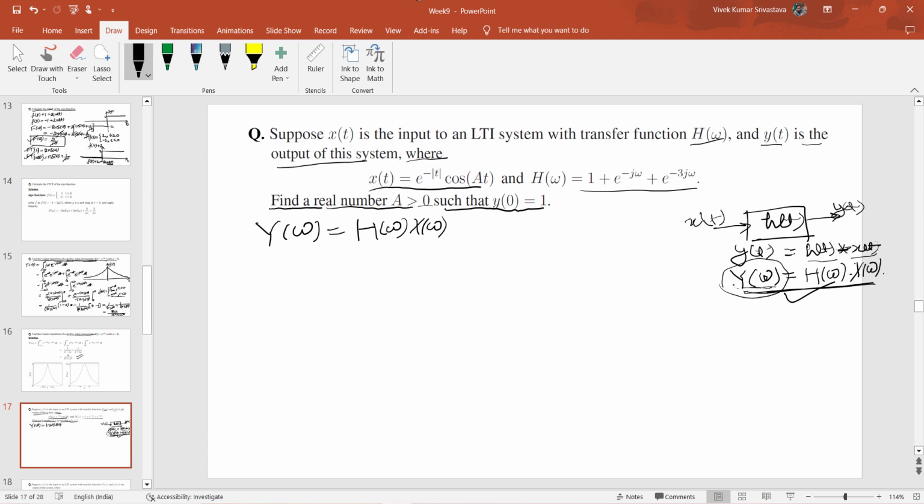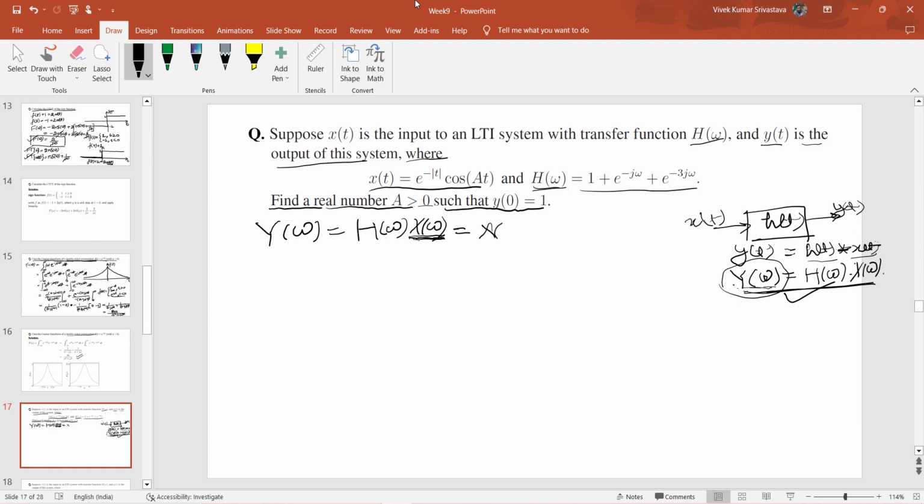Okay, so H of omega is given to us, however X of t is given to us. So for the time being I am taking it as X of omega. I will not take the transformation of this because it will sometimes be very difficult. So I will substitute here X of omega, and later we will substitute the value of X of t, that we will see.